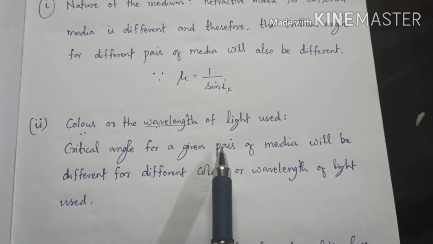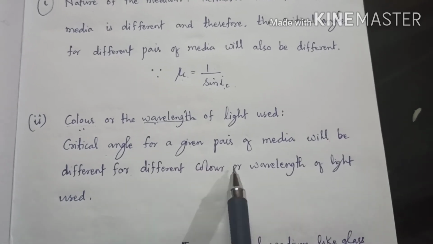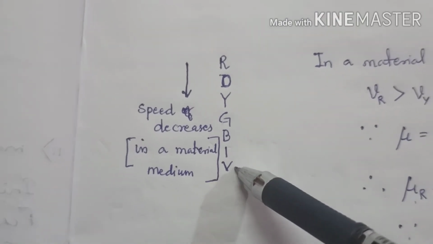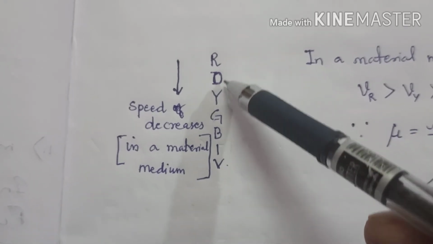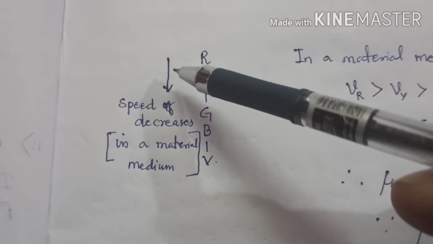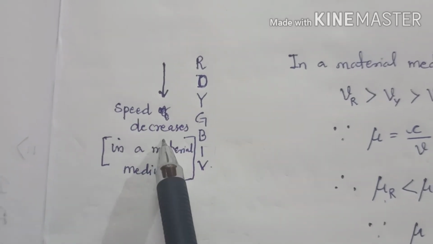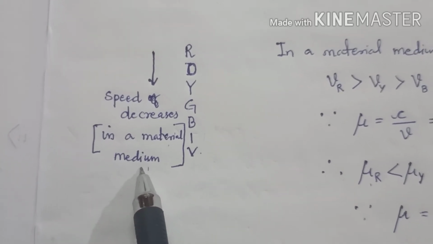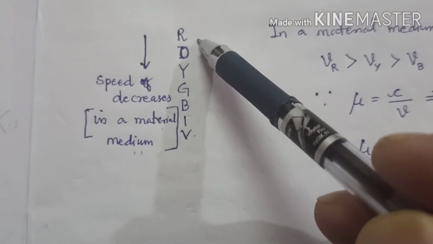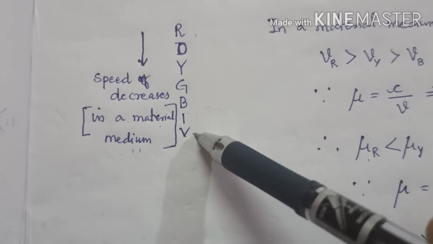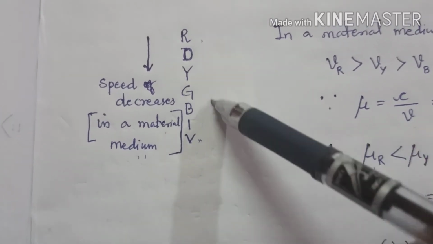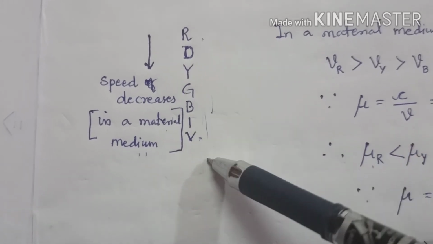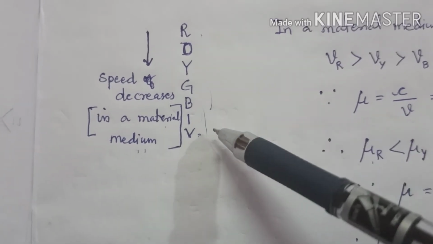Now the critical angle for a given pair of media will be different for different colors or wavelengths of light. We have the 7 different colors in the visible region. We can call this VIBGYOR or ROYGBIV. So if you come down like this, then the speed decreases in the material medium. That means in a material medium like water or glass, red light has the maximum speed and violet light has the least speed. So in this order, if you go down, then inside the material medium, the speed of these colors of light decreases from top to bottom.